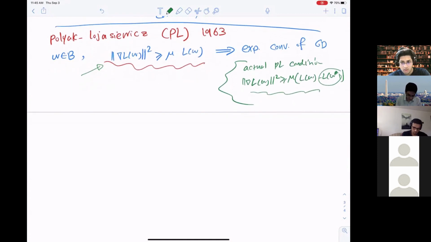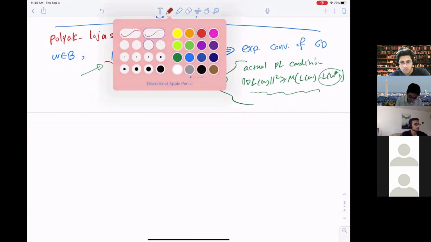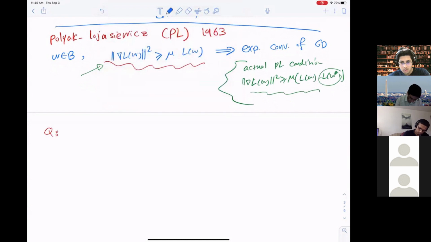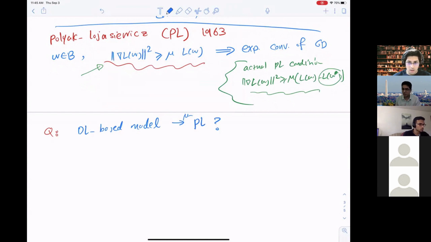So the question now is, if you give me a neural network, let's say I have a deep learning based model, do we have PL with some constant mu in a region? I know it is not convex, but can I say something about the PL condition? And if I could say something like that, then can I use these results in order to argue the convergence of gradient descent?